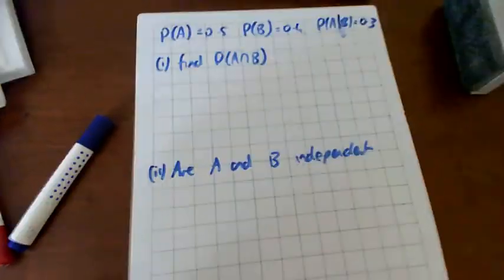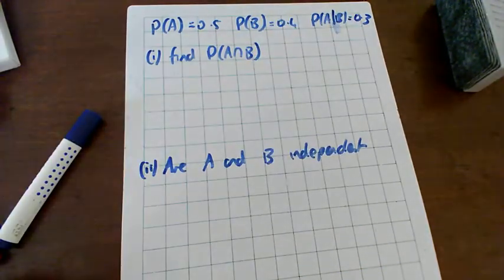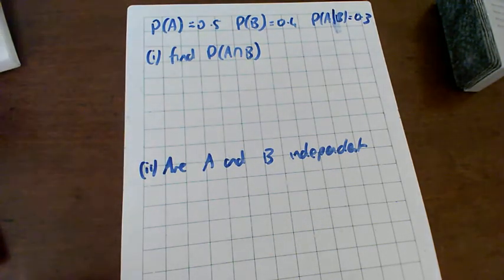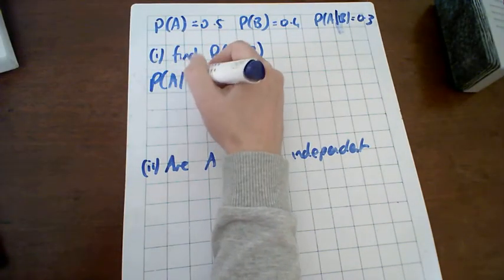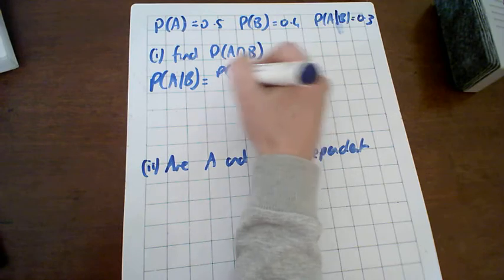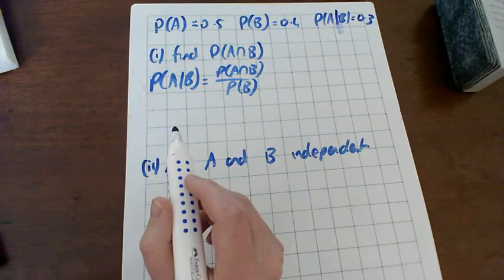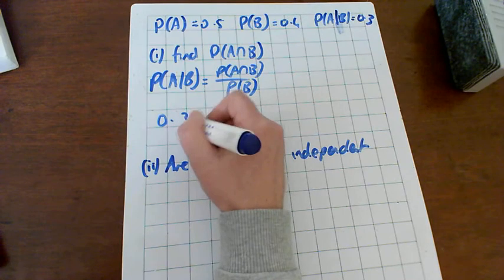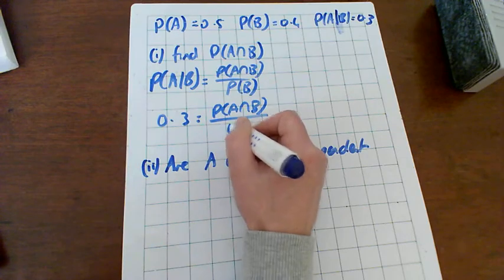It says the probability of A is 0.5, the probability of B is 0.4, and the probability of A given B is 0.3. Find A intersection B. Going back to that yellow box for conditional probability, the probability of A given B is equal to the probability of A intersection B all over the probability of B. We just rearrange those because we're looking for this. This is 0.3. This is the probability of A intersection B, we don't know that yet, all over the probability of B, which is 0.4.